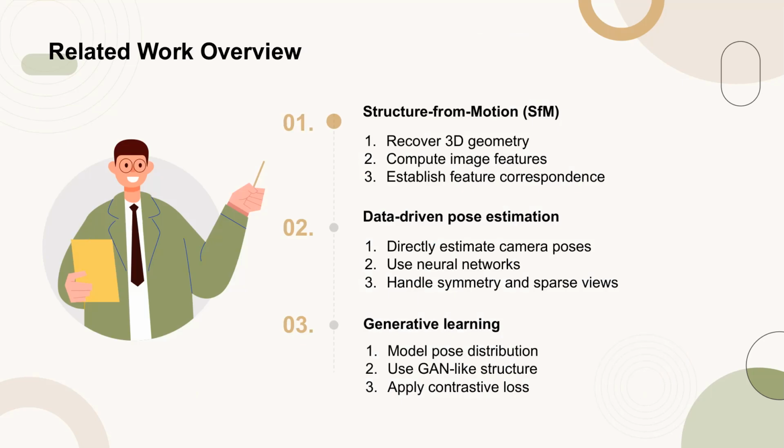The related work can be categorized into three main areas. First, structure from motion, SFM, aims to recover 3D geometry and camera poses from multi-view images. This involves computing image features, establishing feature correspondence, and verifying epipolar geometry. Second, data-driven pose estimation methods use neural networks to directly estimate camera poses from images, addressing challenges like symmetry and sparse views. Finally, generative learning models the pose distribution using techniques similar to GANs, with a focus on applying contrastive loss to score samples from the distribution.